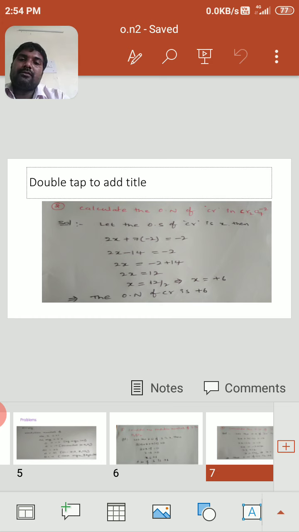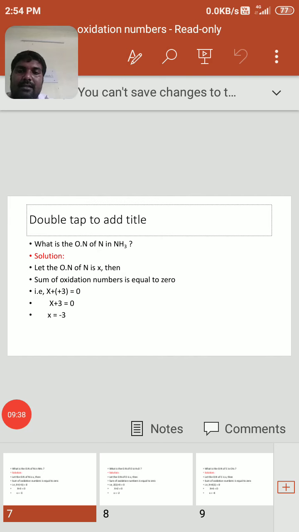2x - 14 = -2, 2x = -2 + 14, 2x = 12, x = 6. The common oxidation number of chromium is +6. Okay, so next we will discuss the remaining problems. All of you understand?